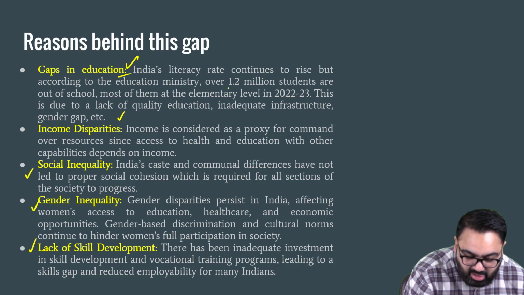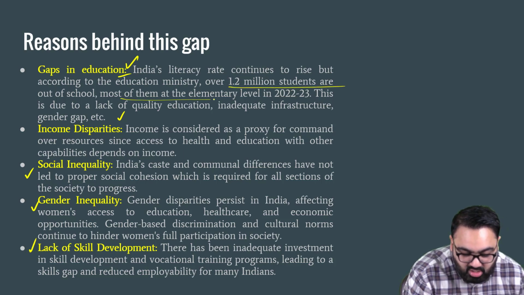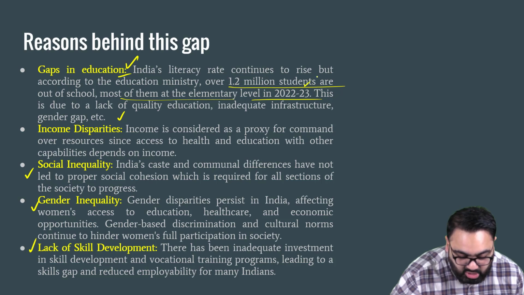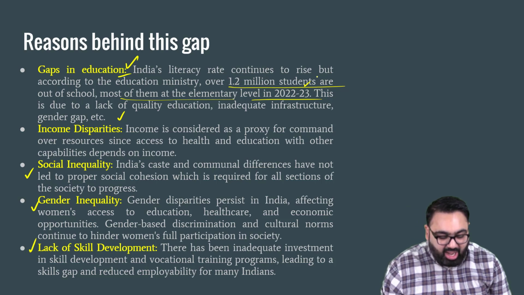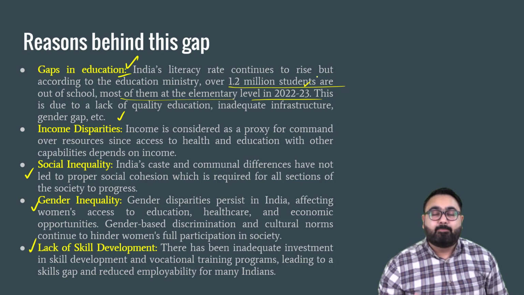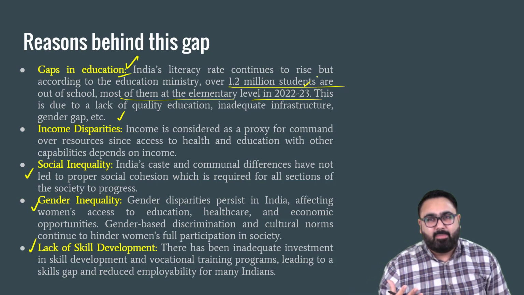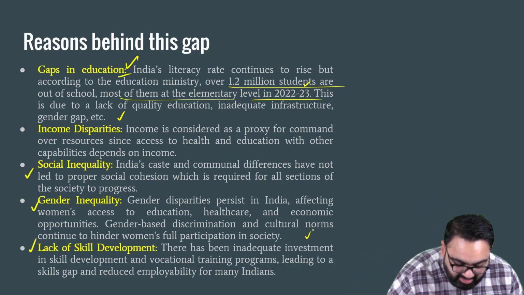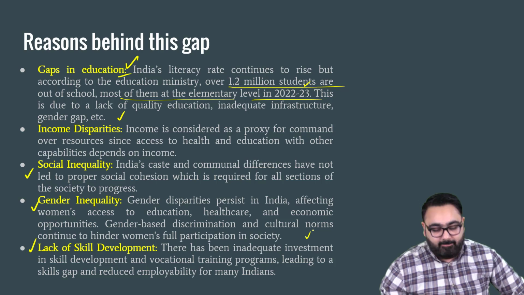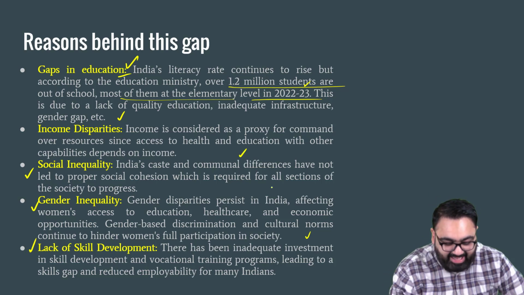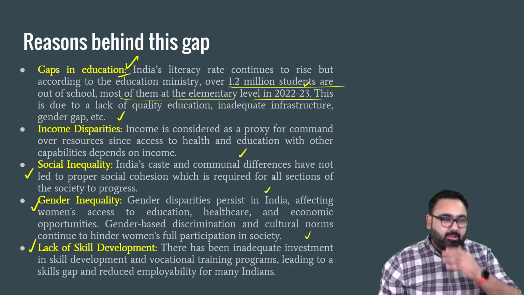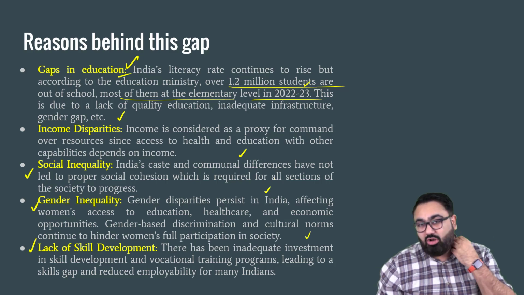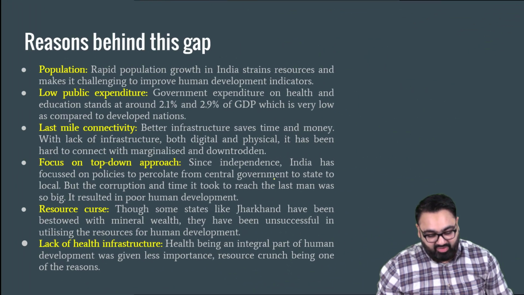For example, here we have written over 1.2 million students are out of school. Most of them are at elementary level in 2021-22, something like that. The more numbers, facts that you quote, the better your answer will be. If you have, for example, data about research and development budget, about how much budget goes into, let's say, Department of Science, etc., that can be a very good addition here. If you have facts about income disparity, any index that talks about income disparity in India, social inequality, any fact about gender versus rural development, all of that can be very, very good in these kind of answers.